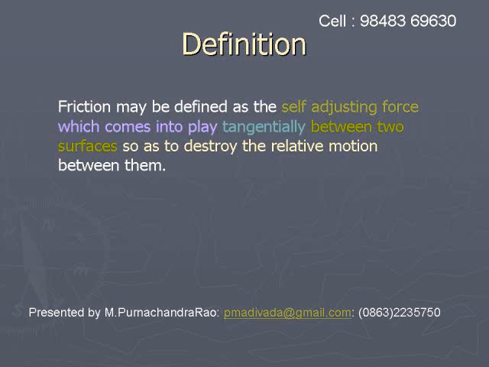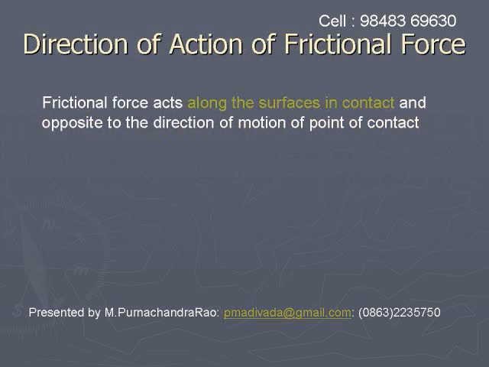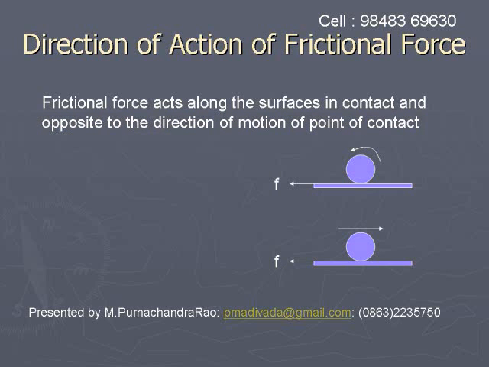Friction may be defined as the self-adjusting force which comes into play tangentially between two surfaces so as to destroy the relative motion between them. The direction of action of frictional force. The frictional force acts along the surfaces in contact and always opposite to the direction of motion of the point of contact.